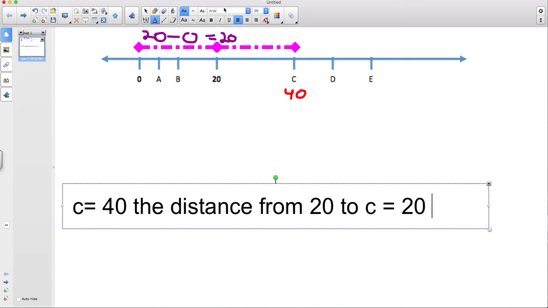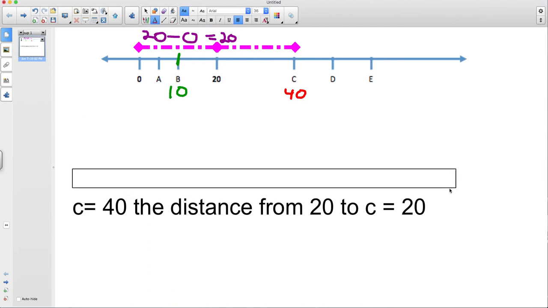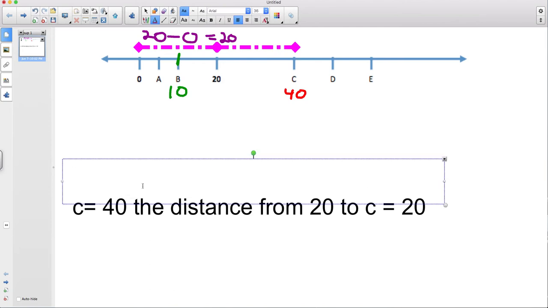So the next point we might look at, and it's up to you where you go from here, but I am looking at B and saying, you know what, I really feel I know what B is. I'm going to change my color up so this way you can see the difference. And if I look at 0 and 20, B is right in the middle. And so what number is in between 0 and 20? Well, that would be 10. And so for my explanation, I'll come back down, and I'll put that over here, and I'll say that B is equal to 10, and the reason is it's the distance.